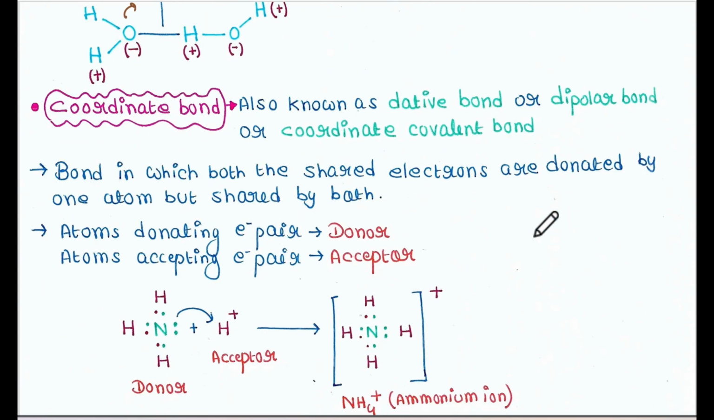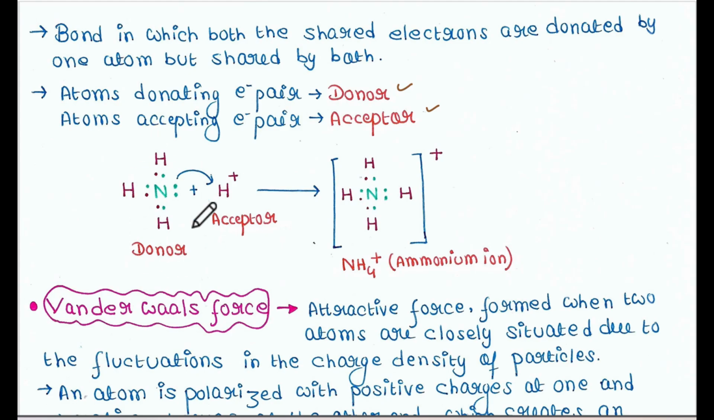Next is coordinate bond. This bond is also known as dative bond or dipolar bond or coordinate covalent bond. This is a bond in which both shared electrons are donated by one atom but shared by both. We will see how it occurs. So, the atom donating the electron pair is known as donor and the atom which is accepting the electron pair is known as acceptor.